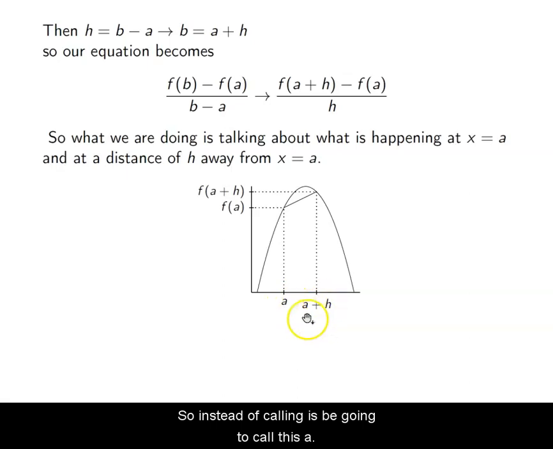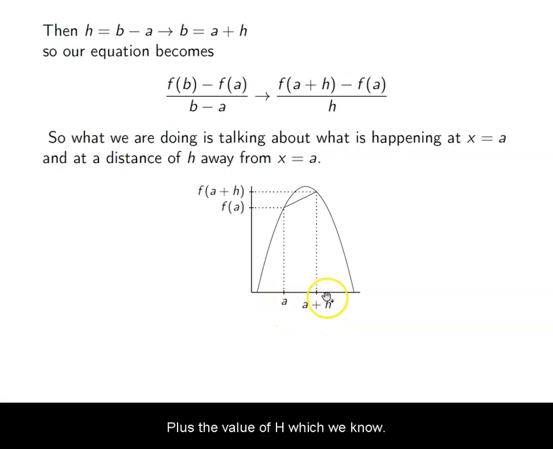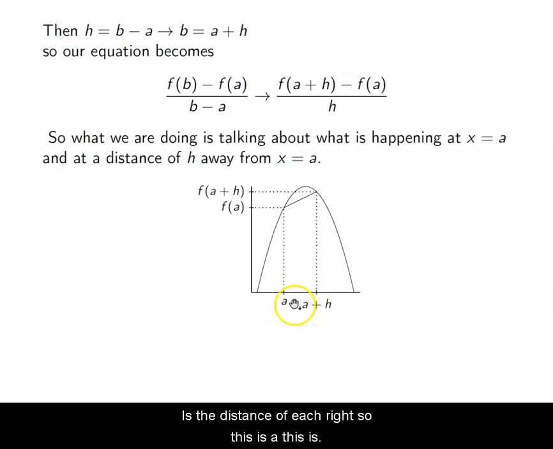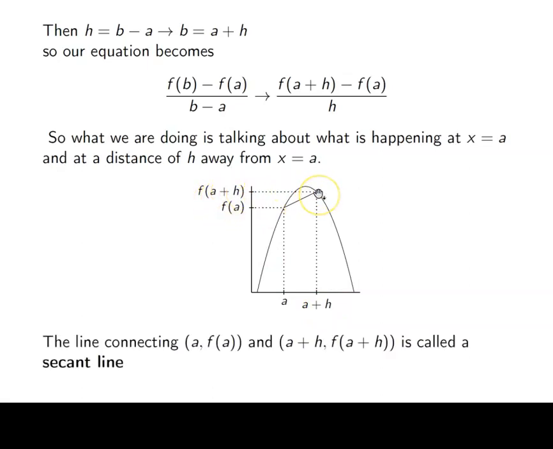So instead of calling this B, we're going to call this A plus a value of h, which we know is a distance of h, right? So this is A, this is A plus h. This is f of A plus h instead of f of B now. Okay. So the line that's connecting these 2 points, A, f of A, and A plus h, f of A plus h, is called a secant line. A secant line is a line that passes through a curve and connects 2 points, right? It passes through 2 points in a curve. Any 2 points is what a secant line is defined as.